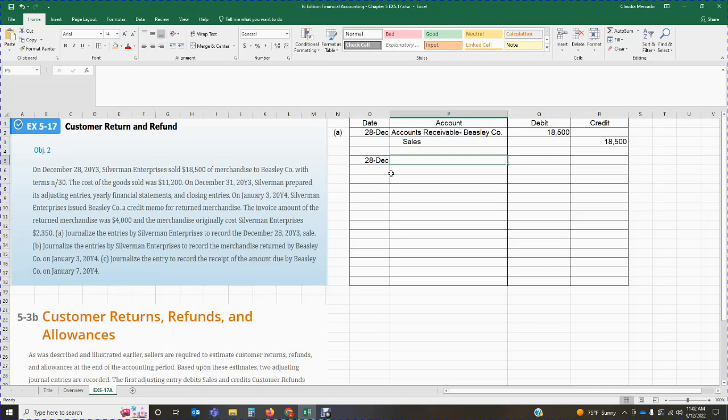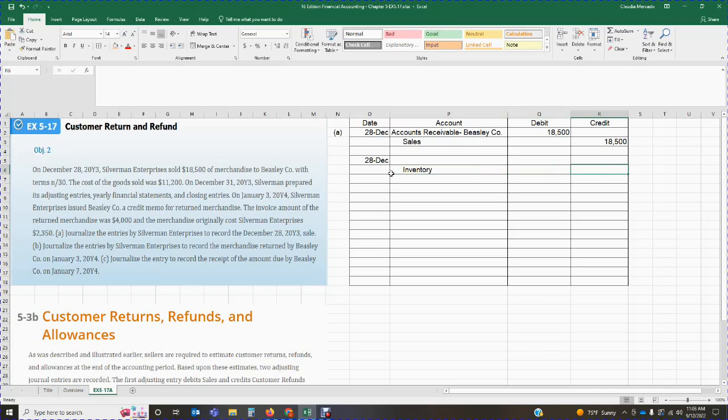Now, inventory is an asset account, so the way we decrease an asset account is by crediting it. Our inventory is going to be credited because the amount of goods we have in the warehouse has decreased. I'm sorry, I put sales when it should be inventory. The inventory is decreasing, therefore I am going to credit my account.